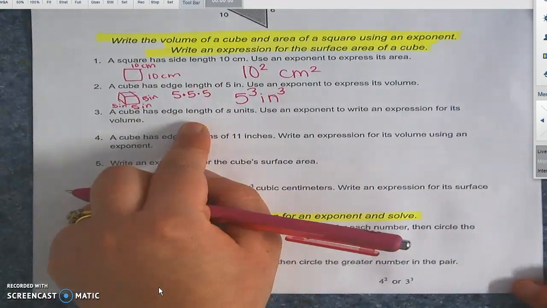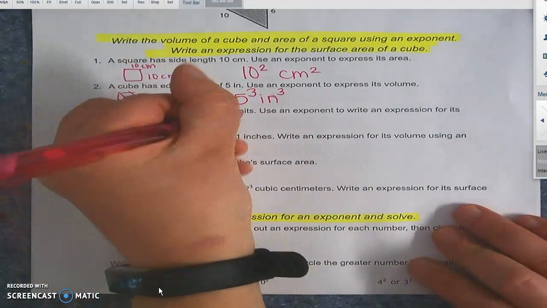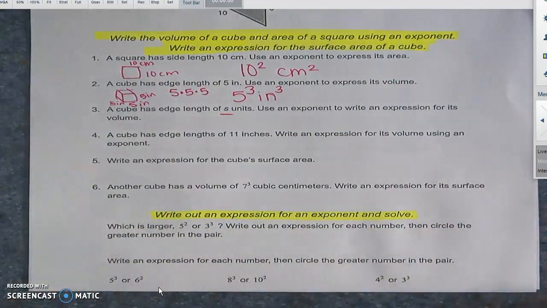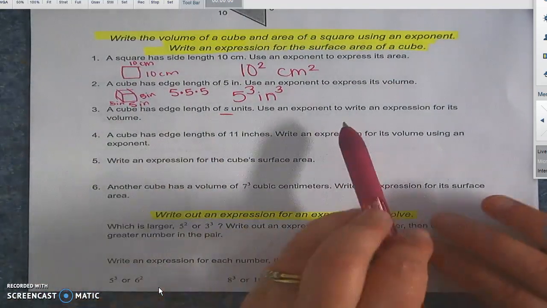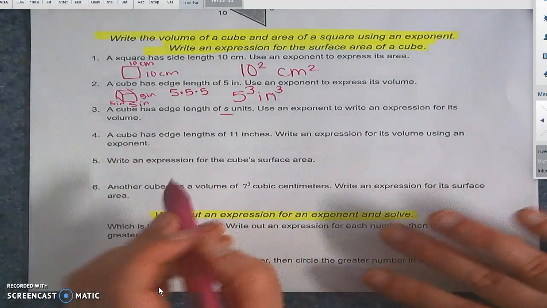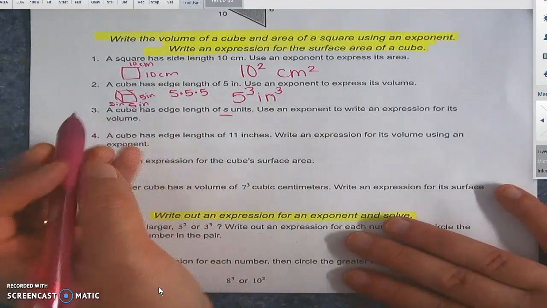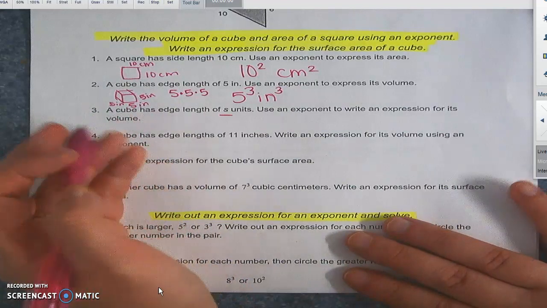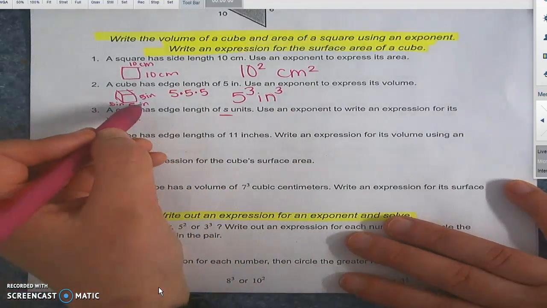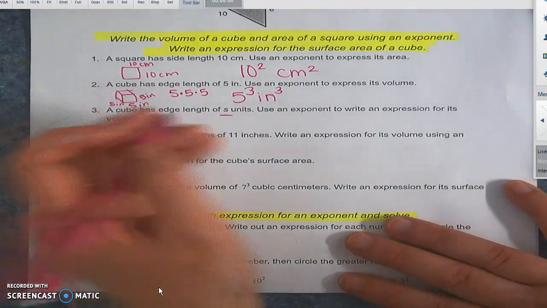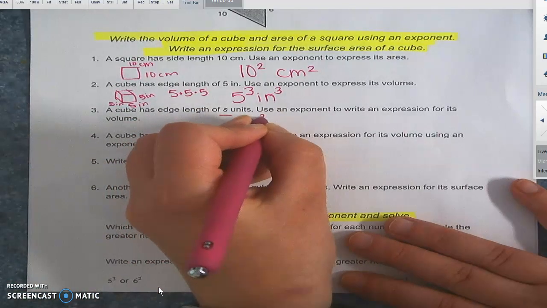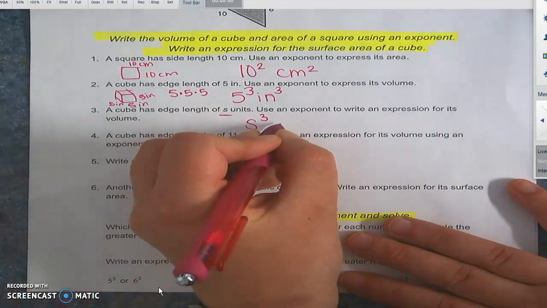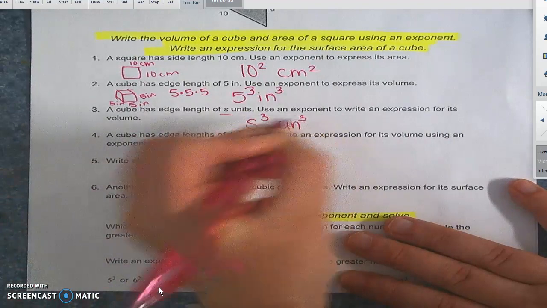Now a cube has edge length of S units. And S is just standing for the side length. Use an exponent to write an expression for its volume. This time, instead of having a number, I have S. So I would have to do the side length times the side length times the side length. So that would be S to the third power, cubic units.